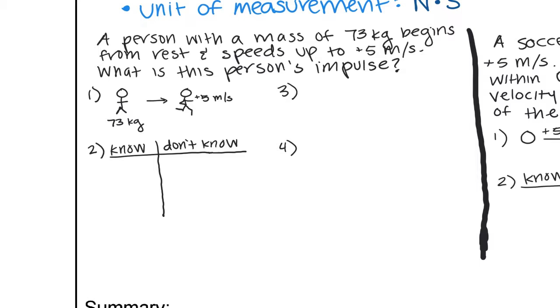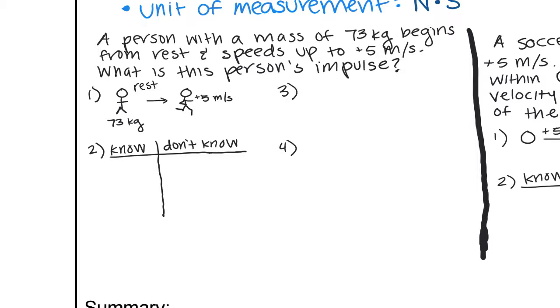So the first step is to draw a picture. Our picture says this person has a mass of 73 kilograms. They start from rest. I'm going to add that. Start from rest. And they move to a velocity of positive 5 meters per second. All right, so let's make a list of what we know and what we don't know.